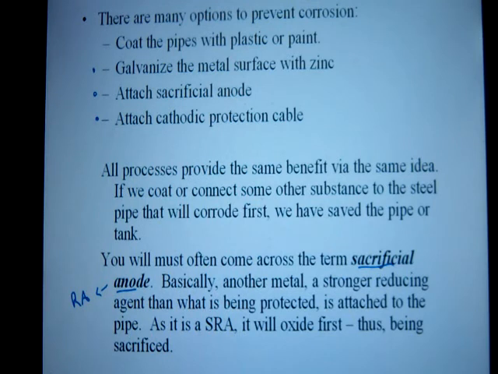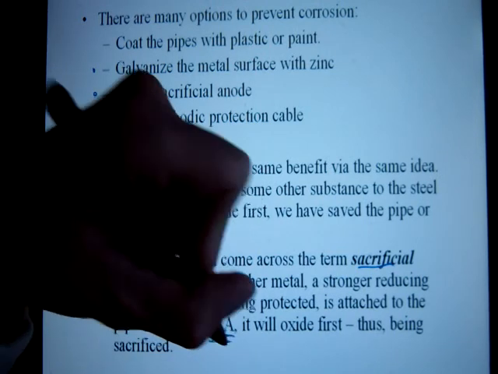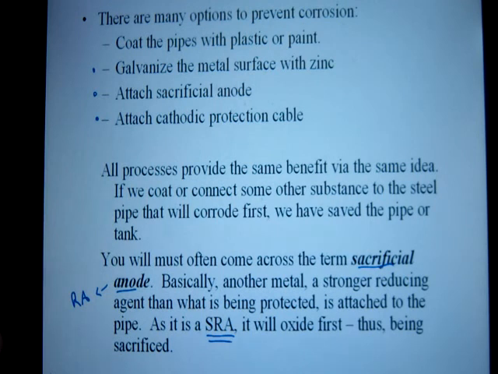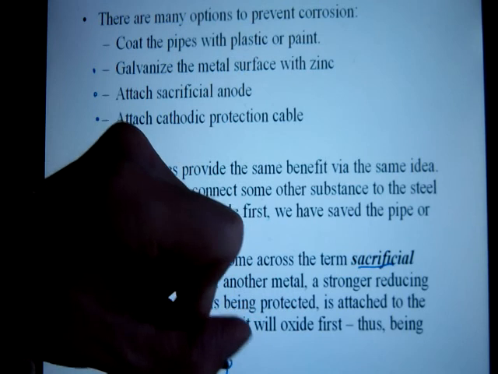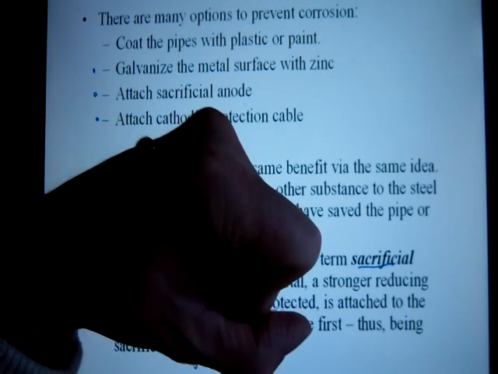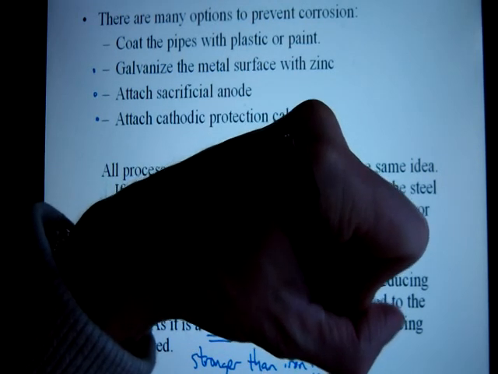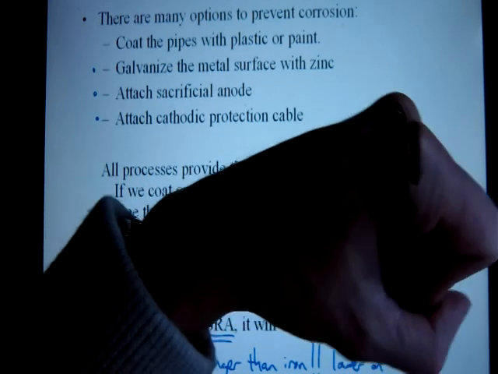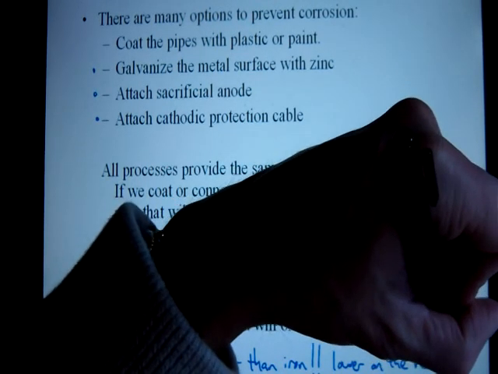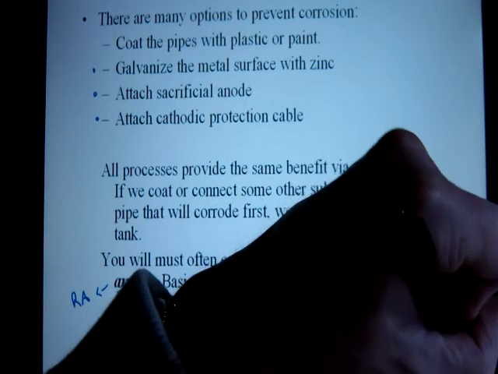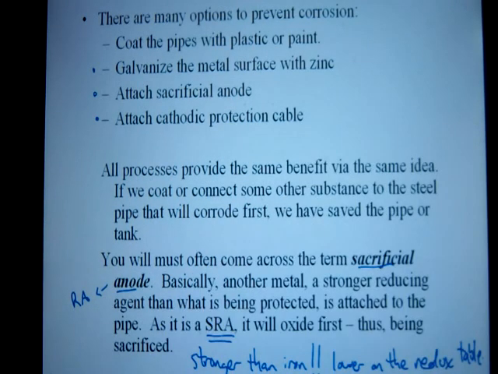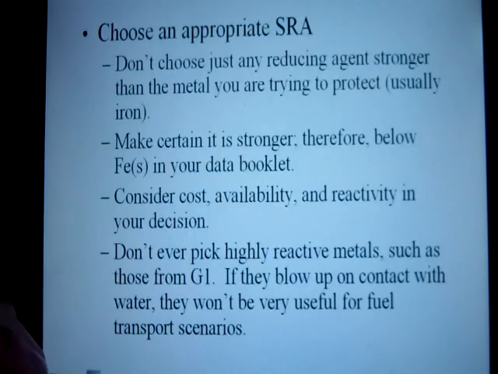Well, if we're going to have an anode sacrifice itself, it must be stronger than the iron. Okay, so it has to be a stronger reducing agent than iron, or whatever you're trying to protect. Which means lower on the redox table. Okay, so there's our boat again. So which ones will we pick? You have a lot of choices.